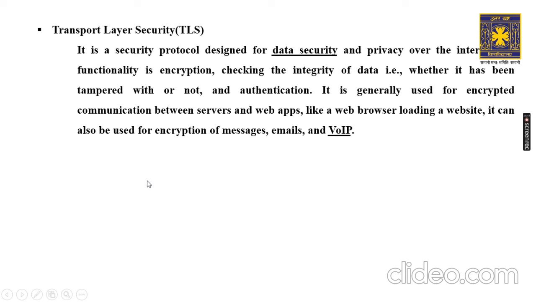Now another protocol is Transport Layer Security. It is a security protocol designed for data security and privacy over the internet. Its functionality is encryption, checking the integrity of data, that is, whether it has been tampered with or not, and authentication also. It is generally used for encrypted communication between servers and web apps, like a web browser loading a website. It can also be used for encryption of messages, emails and VoIP.